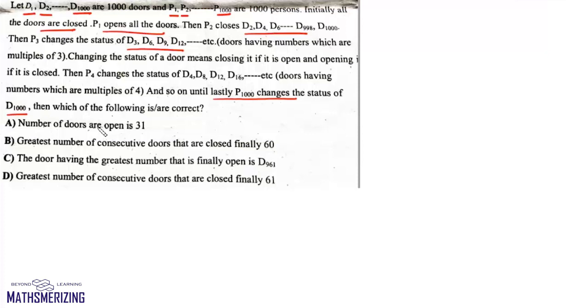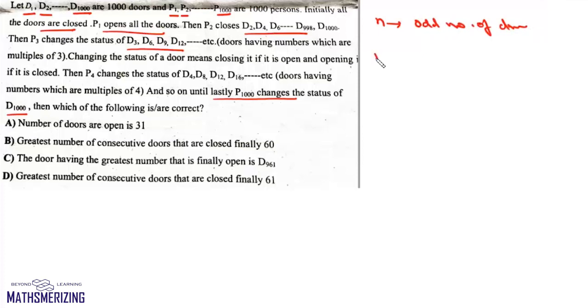Now we know that any door will only be touched by a person whose number is one of the divisors of the door number. Say door number 6 will be touched by P1, P2, P3 and P6. So any door can only be touched by a person whose number is a divisor of the door number. Now we need to find how many doors will be open. So a door will be open when it is touched by odd number of people. So it will be touched by odd number of people if the number has odd number of divisors. So all the doors which are open will have the number which have odd number of divisors.